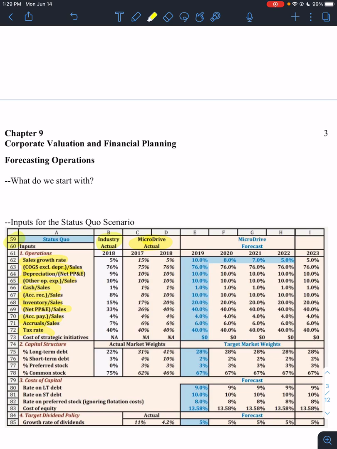So let's go look at some historical data. And again, this is all as a percent of sales. So just think of all your basic balance sheet accounts as a percent of sales is what C and D are. And then what we have here is they're going to actually go out and project for 5 years, so 2019 all the way to 2023. And notice that most of the numbers remain the same.